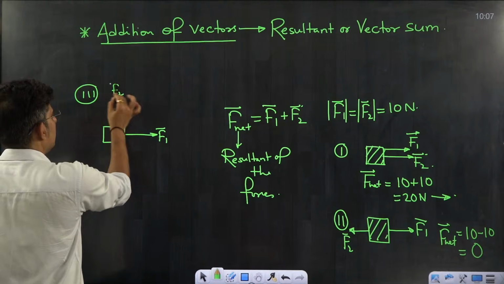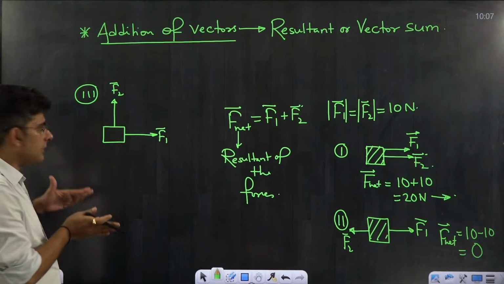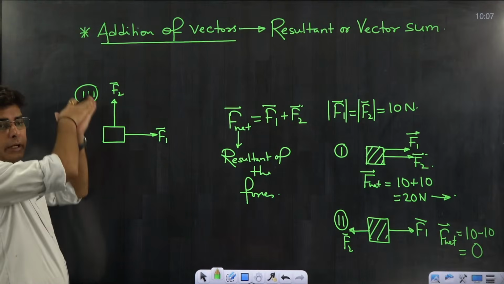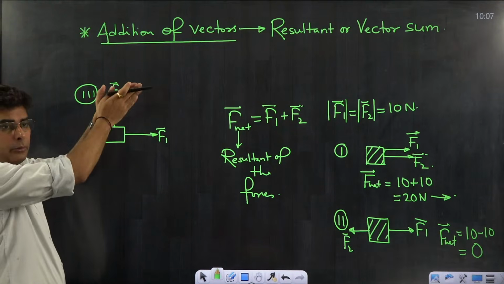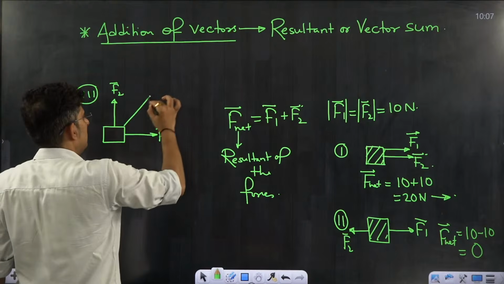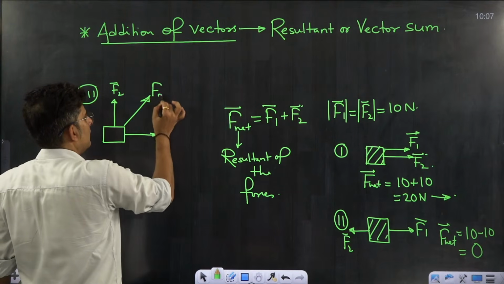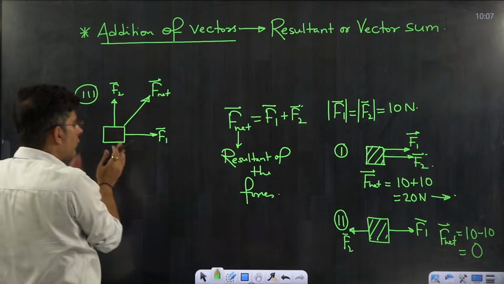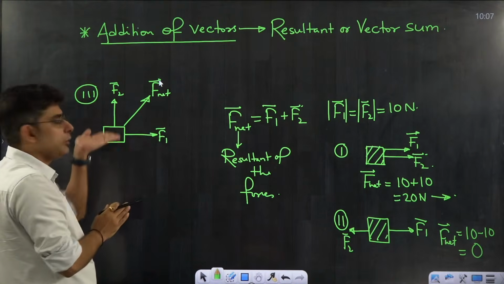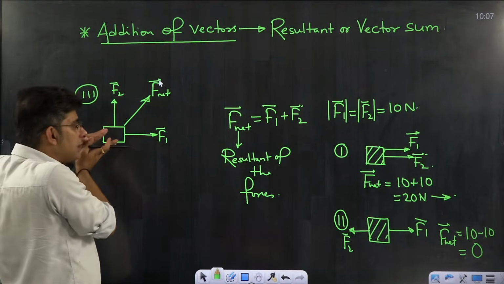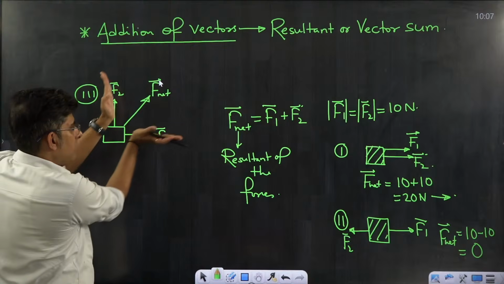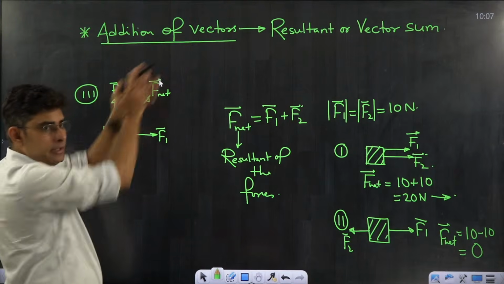So obviously you will see, because of these forces, the body will not move either horizontally or vertically, it will move in some particular direction. So you will see the net force will come this side. One force is pulling you right, one force is pulling you up. So you will see that the net force will be somewhat in this direction. Both are making it move, so it is going somewhat in this direction.